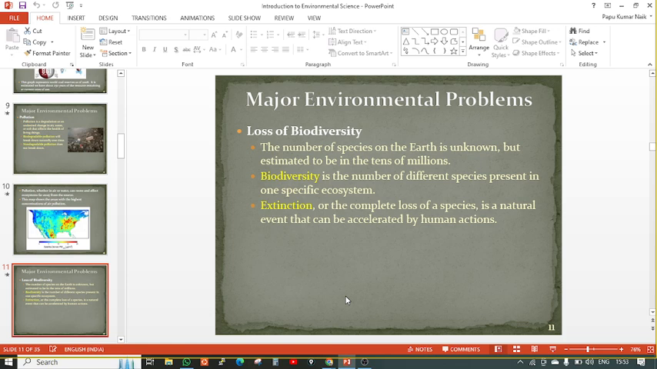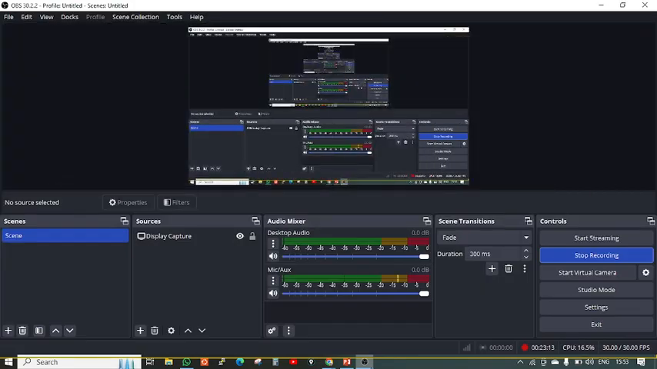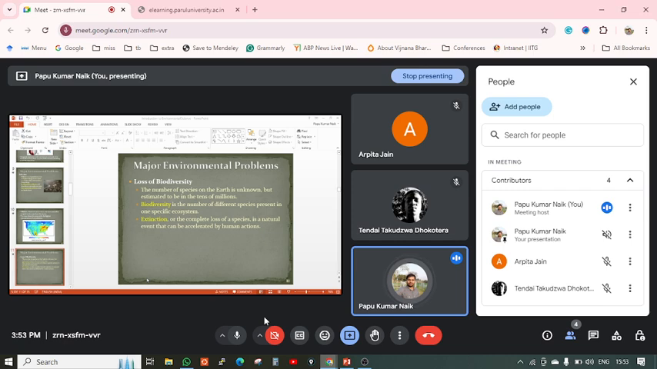The main source of this climate change is over-exploration of natural resources, which causes pollution problems. That can indirectly cause climate change. And due to this, loss of biodiversity is also one major environmental problem. Last class we already discussed what biodiversity is. Biodiversity is the variety of species found in a particular area or region, that is called biodiversity. So, loss of biodiversity.